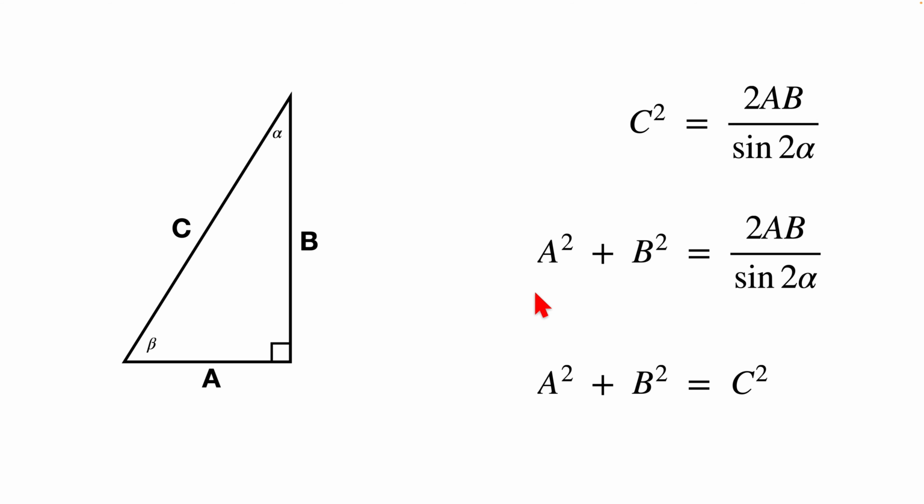which looks familiar because that is what we were trying to prove, a squared plus b squared. And if c squared and a squared plus b squared both equal the same thing, then they both equal each other. And that is the proof.